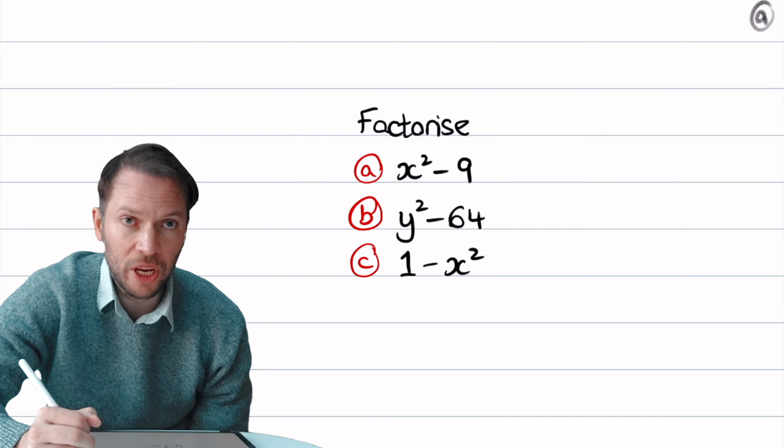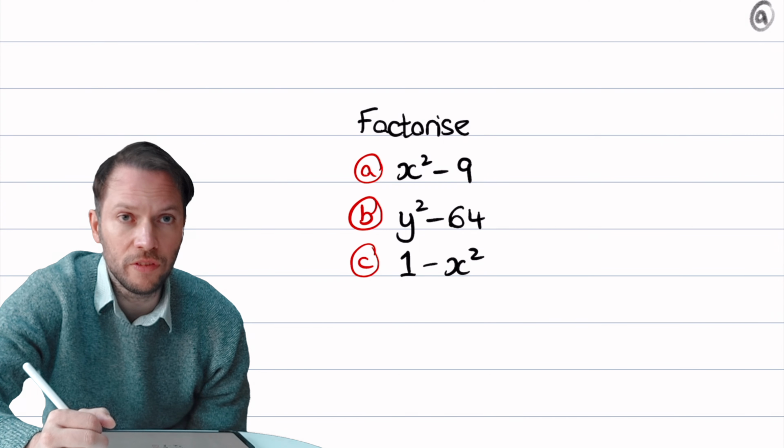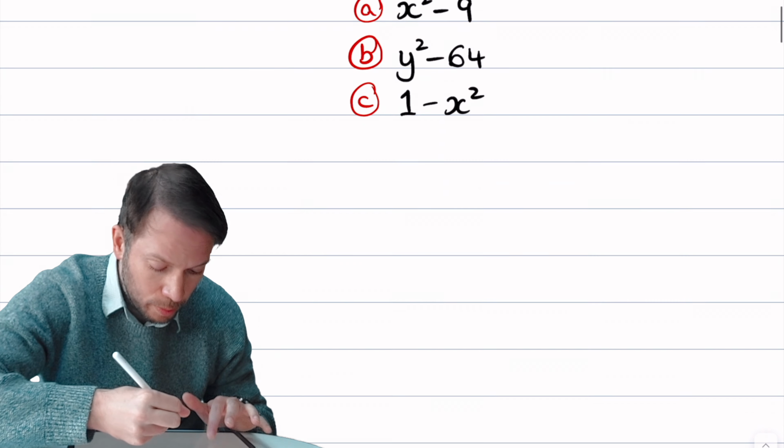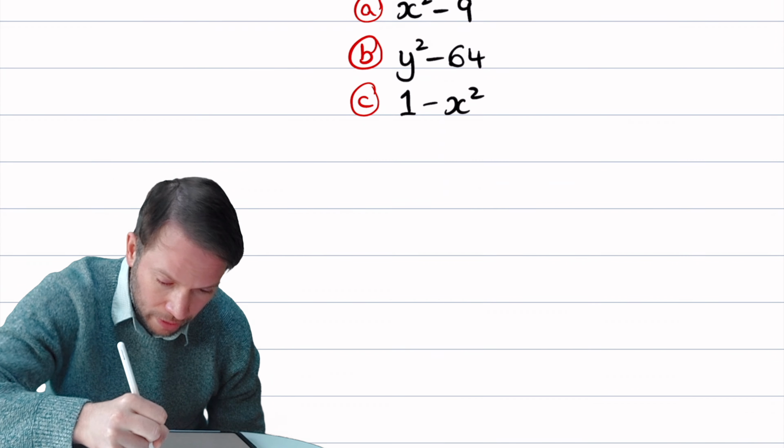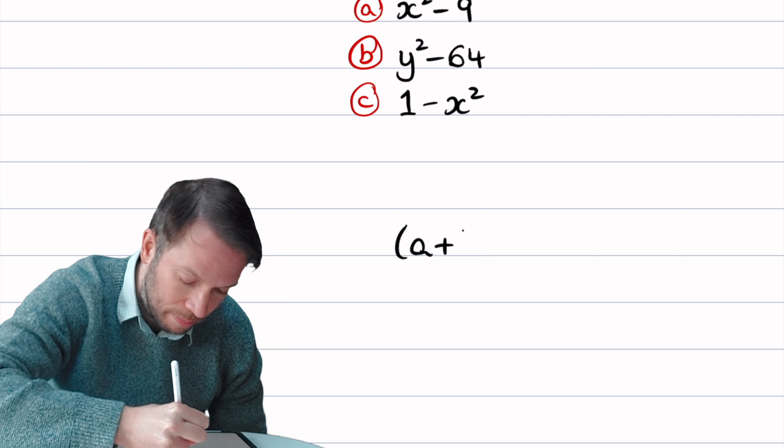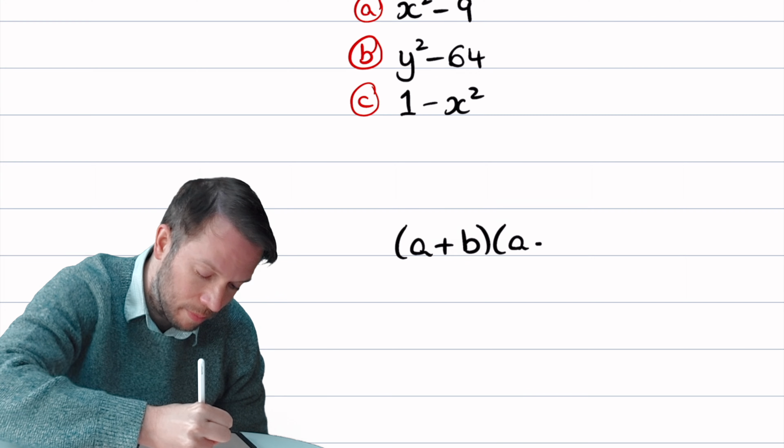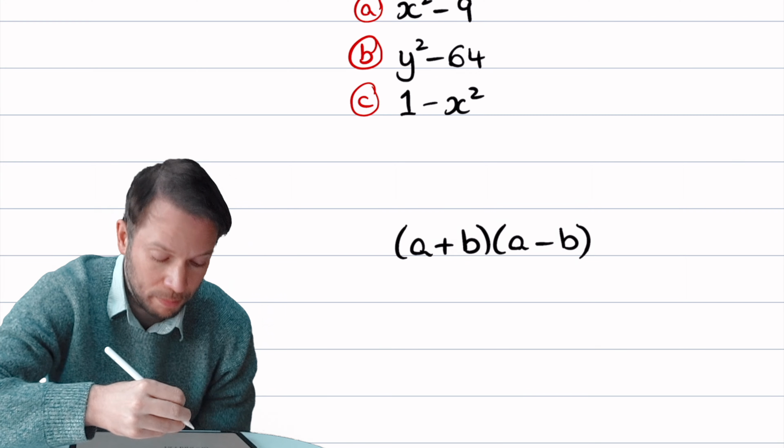Hi, in this video we're going to factorise something called the difference of two squares. Now suppose that we were expanding out these following brackets. So we've got a plus b multiplied by a minus b. What happens when we multiply these brackets out?